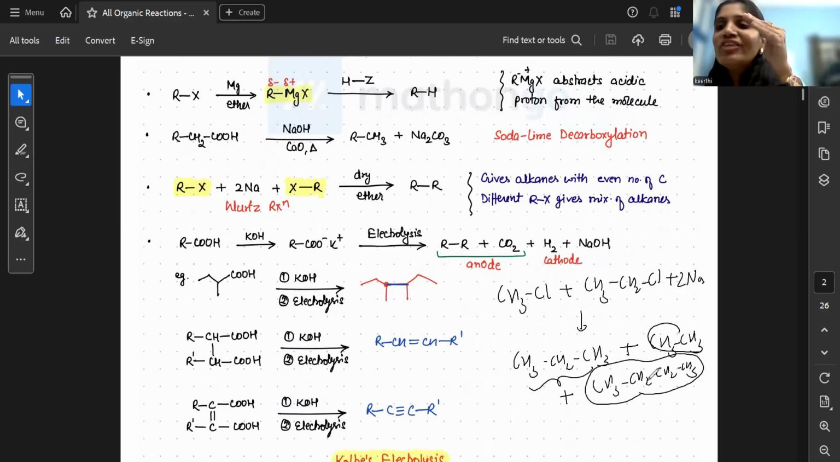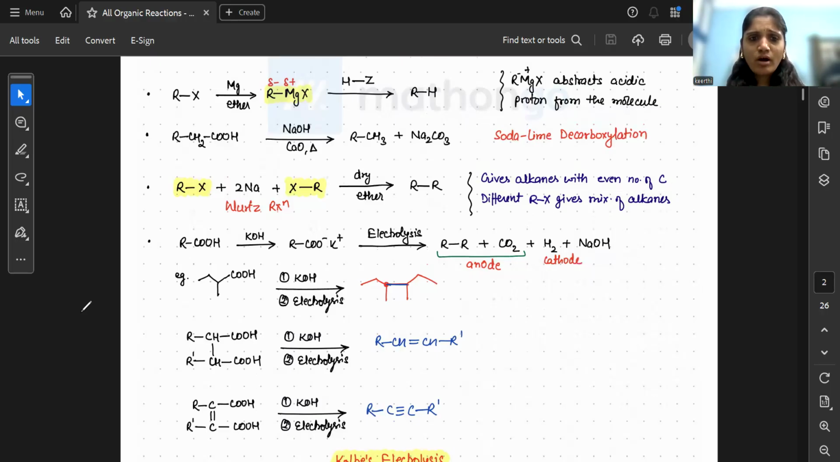We do reactions to get a specific product. Now here, if you are doing it with 2 different alkyl halides, you are getting different products, which is reducing the selectivity of the reaction. That is the reason we usually take similar alkyl halides, so you get alkanes with an even number of carbon atoms. If you are taking different alkyl halides, what is happening? You are getting a mixture of alkanes. Hope this is clear.